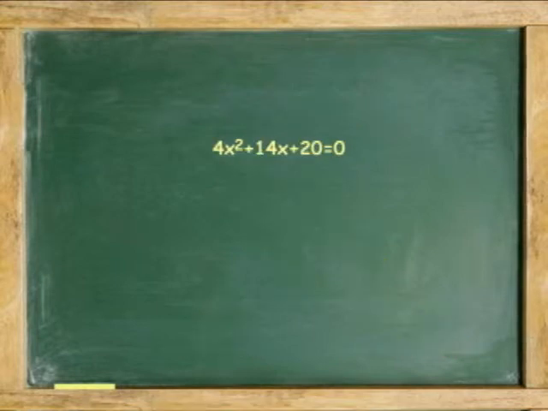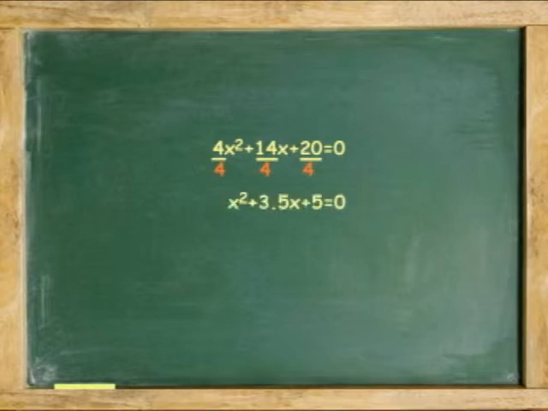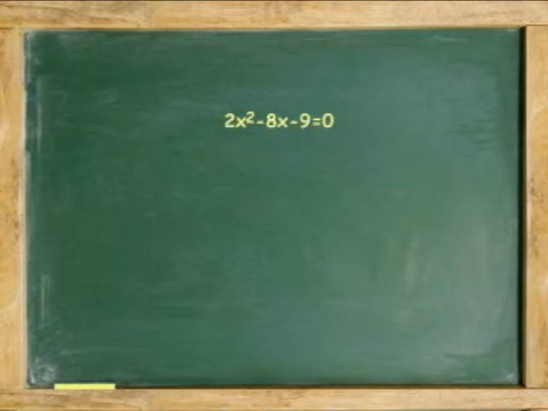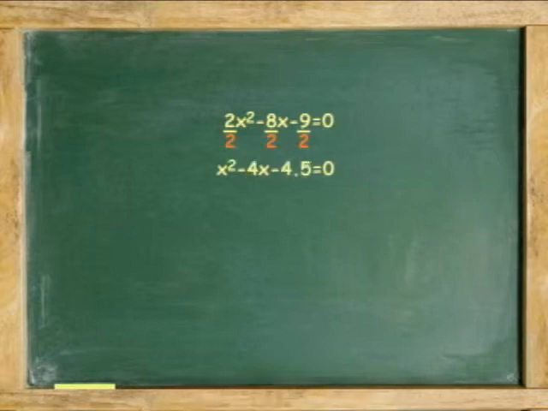Now, if the quadratic has a leading coefficient greater than 1, divide the whole equation by the leading coefficient to reduce the leading coefficient to 1. For example, solve 2x squared minus 8x minus 9 equals 0. Dividing the whole equation by 2, you get x squared minus 4x minus 4.5 equals 0.